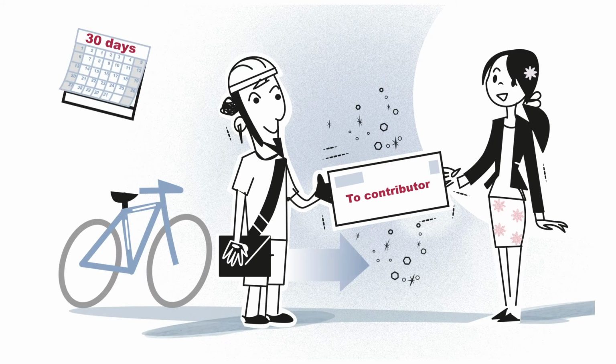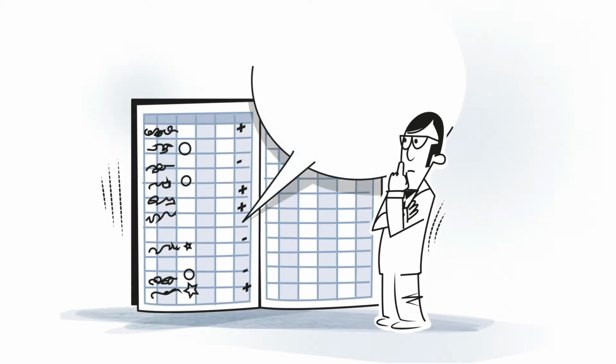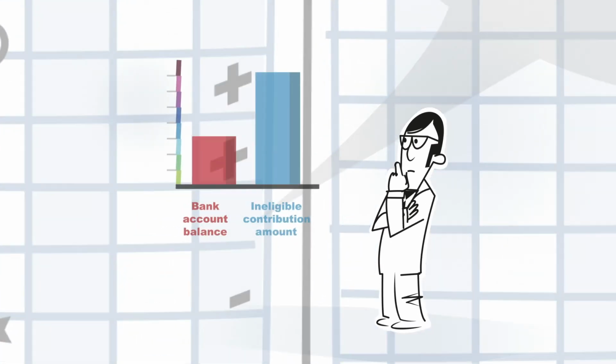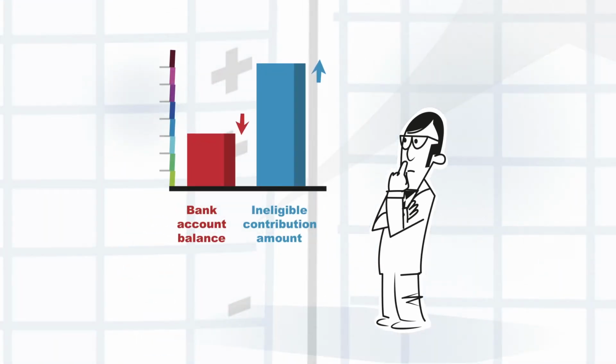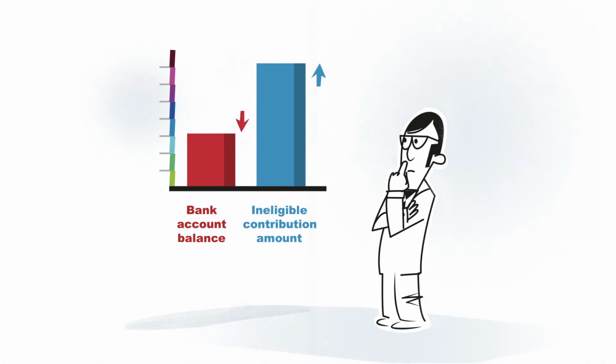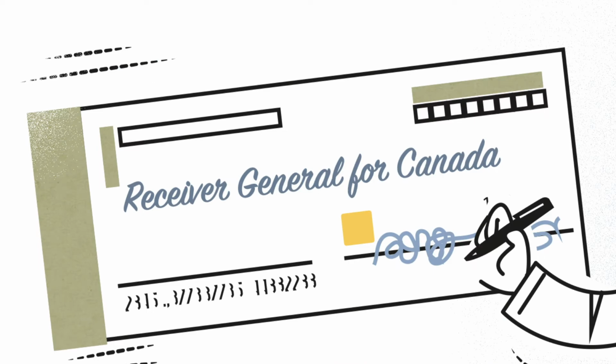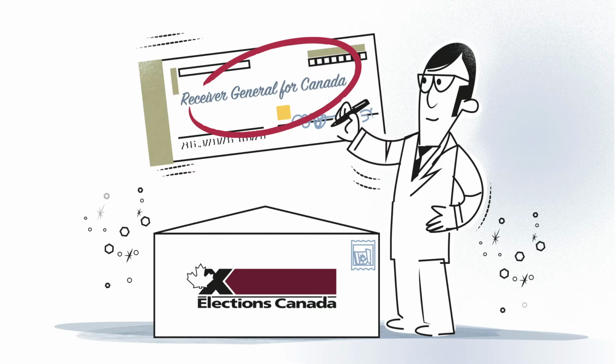In this case, the agent has to return the ineligible amount to the contributor within 30 days of becoming aware that it is ineligible. As a second scenario, it is possible that the contribution was used because the bank account balance dipped below the ineligible amount after the contribution was deposited. The agent has to send a check for the ineligible amount to Elections Canada, payable to the Receiver General for Canada.